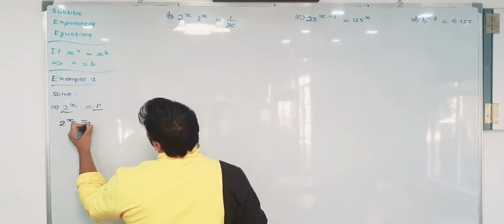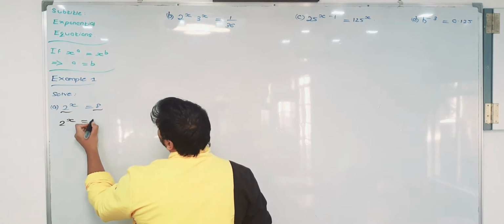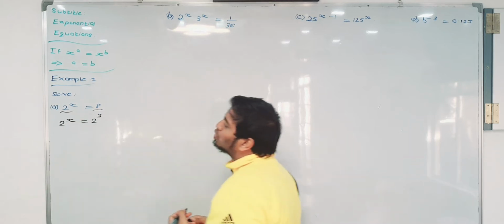So this is your 2 power x, and this is your 8. So 8 to the base of 2 is 2 to the cube.